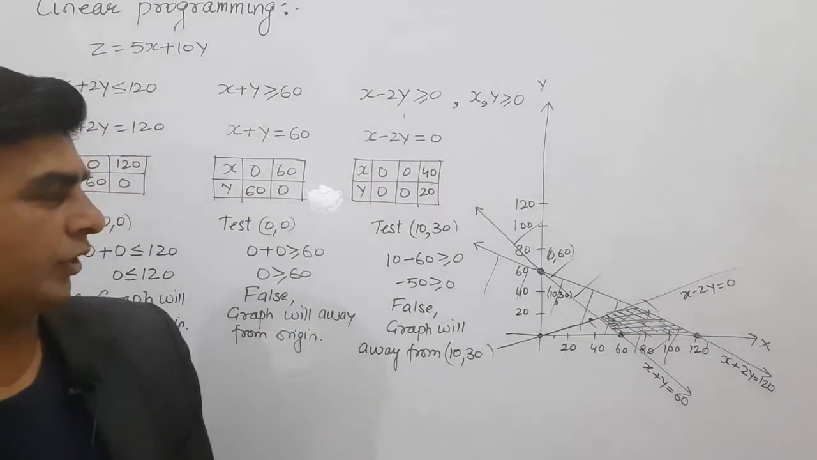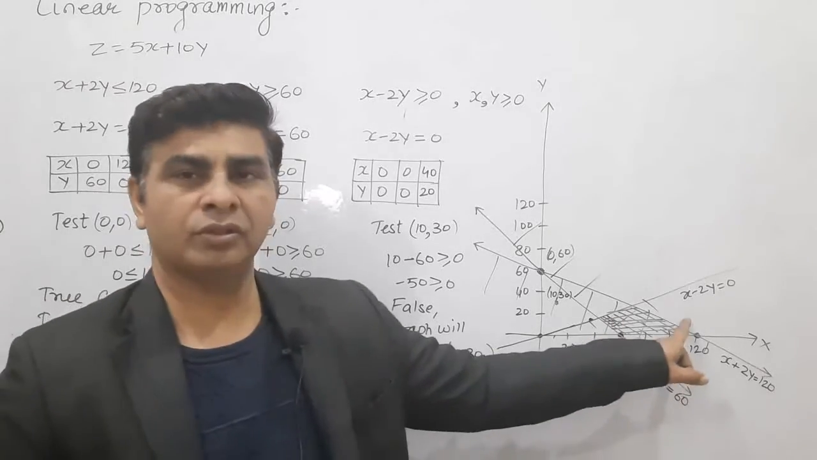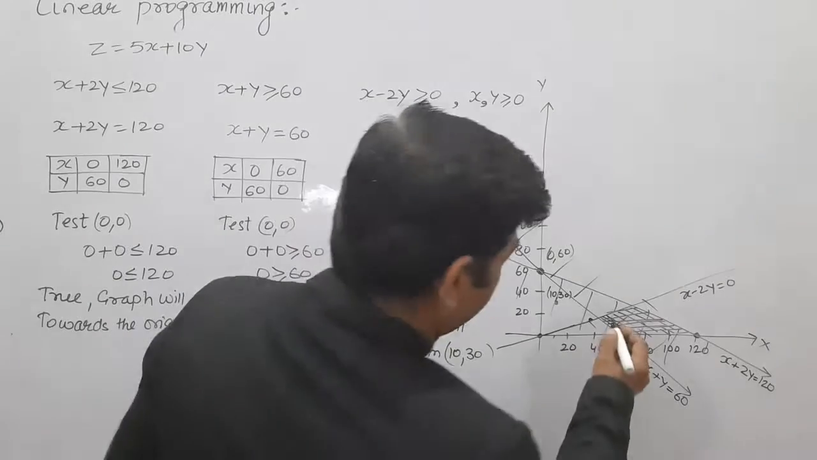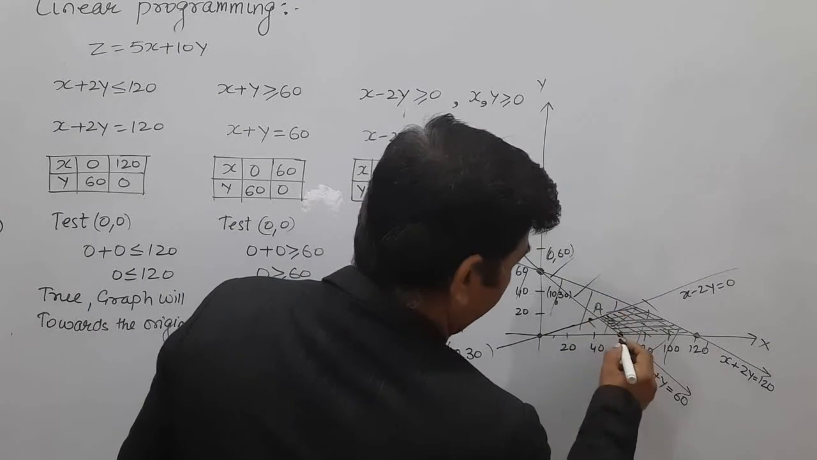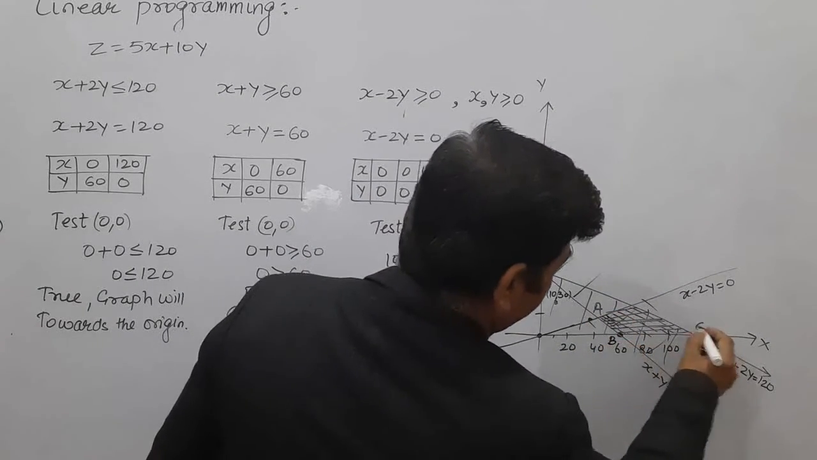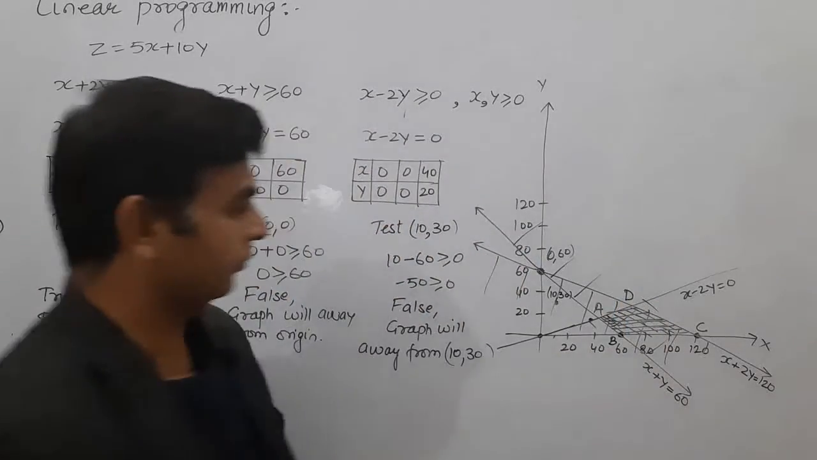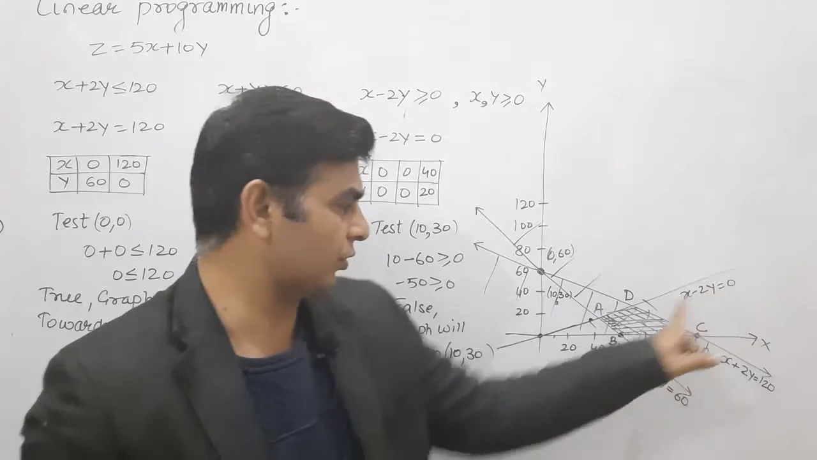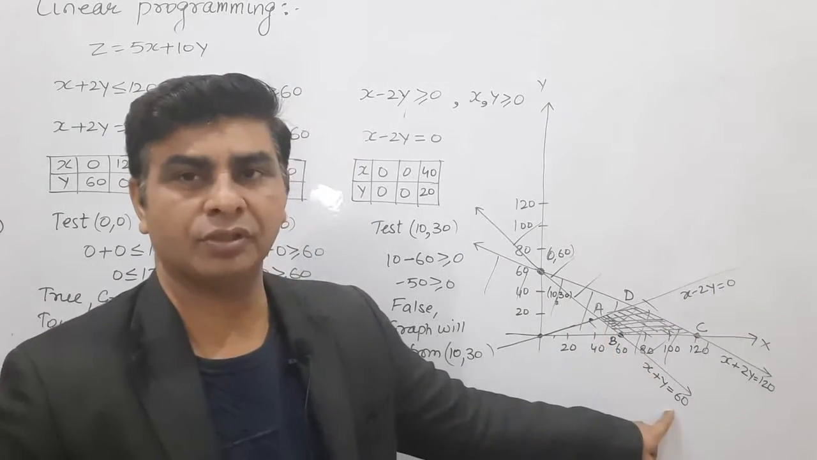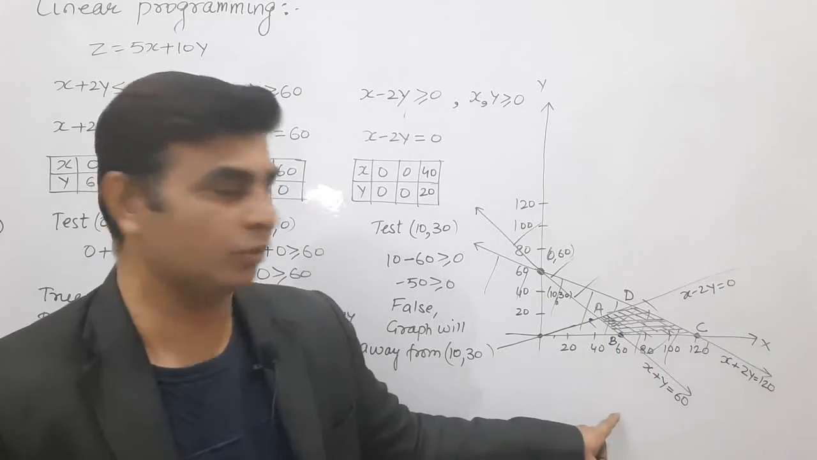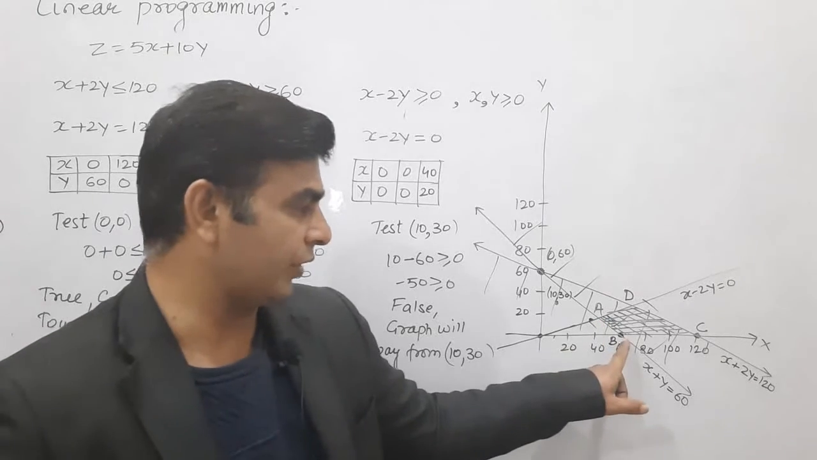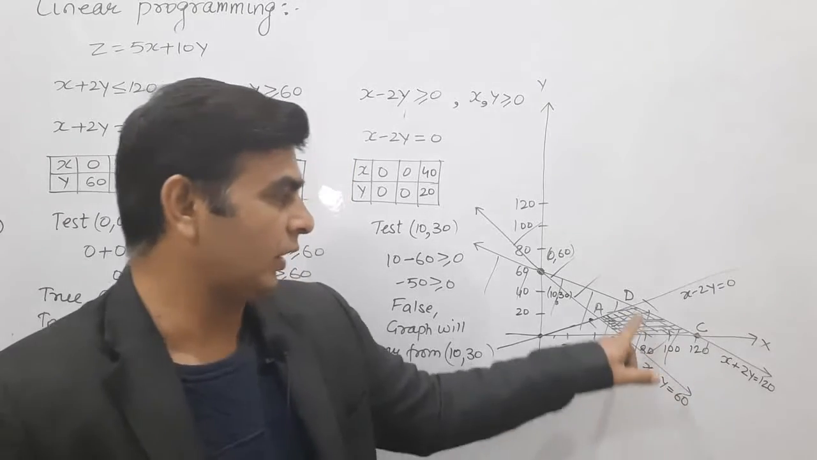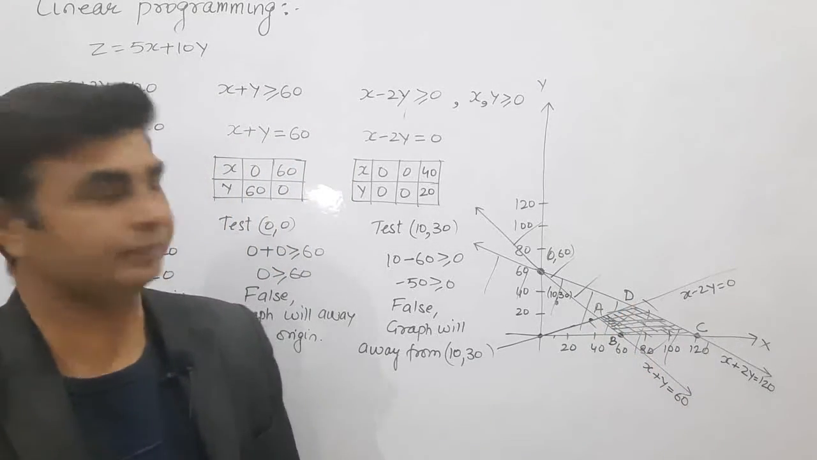And you can see this shaded portion will have 4 corner points. Number 1, let me give the name. This is point A, this is point B, this is point C, and this is point D. Point A is the intersection of the line x minus 2y is equal to 0 and x plus y is equal to 60. So first of all we need to find the point A. B point is already there, 60,0. C point is also there, 120,0, and D point is also need to find.